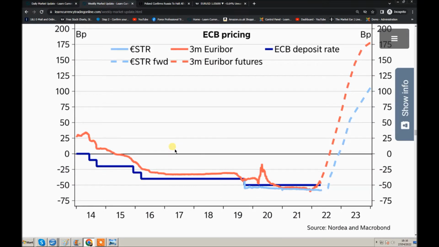Now, this chart here shows how the market sees ECB interest rates going, and basically they're negative at the moment, but the market actually thinks rates are going to go up, and they've got 75 basis points basically priced in for the end of the year. Now, the euro can't even rally when the market is seeing the ECB as hawkish in terms of interest rates. I do not think that this hawkish view will prevail.